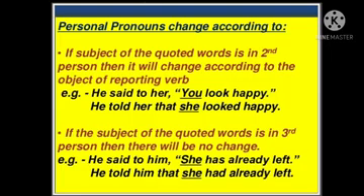If the subject of the quoted words is in the third person, then there will be no change. If it is already in the third person, how can we change it into another? We can't change it, so it will remain the same. He said to him, she has already left. It is about a third person, so it will not change. He told him that she had already left.